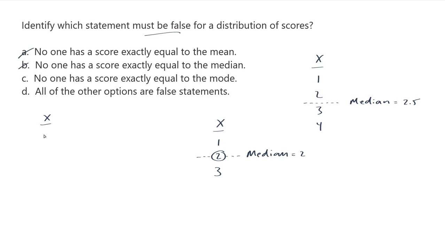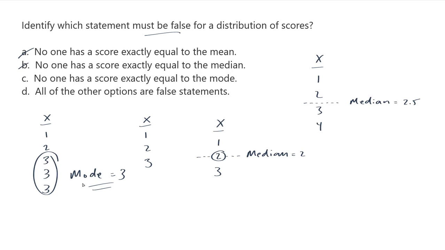Well, I can certainly come up with an example where somebody has a score equal to the mode. My mode in this set of scores is equal to 3. And you can see that not only one, but many of the scores are exactly equal to the mode. So it's possible to have a score exactly equal to the mode. Can this happen the other way? Not really. I can't have a distribution where there's no mode and then have somebody have a score equal to that mode that's not there. It doesn't really make sense.